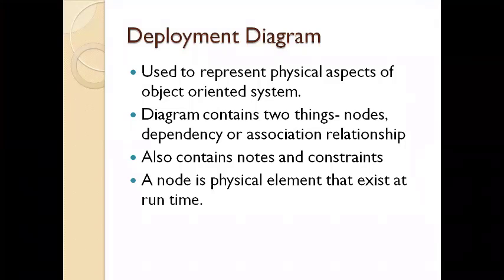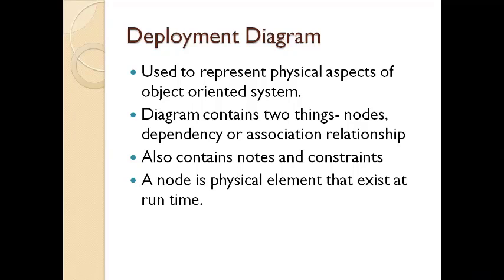Okay. So now let us see the deployment diagram which we are going to draw for the employee management system. The deployment diagram is used to represent the physical aspects of an object oriented system. This deployment diagram contains two main things. First the nodes, and second one is the dependency or association relationship. That means how these nodes are related with each other. Also, if some more details are required, it can also contain the nodes and the constraints.